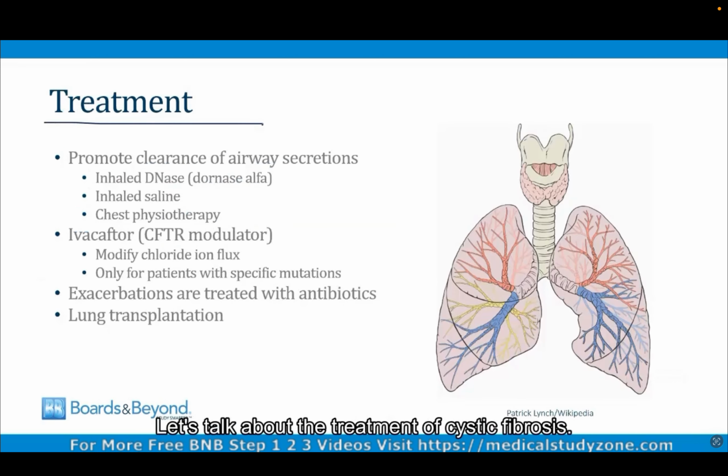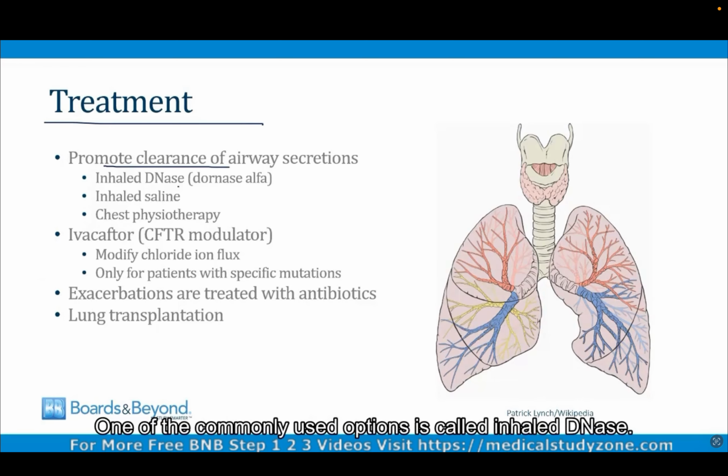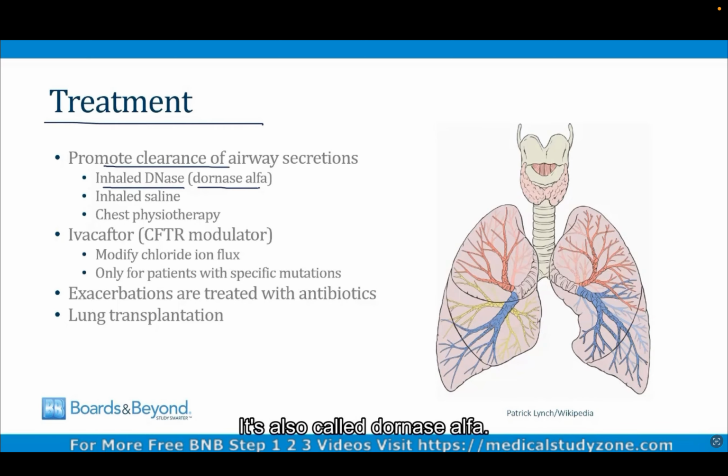Let's talk about the treatment of cystic fibrosis. Many of the treatments for CF are aimed at promoting clearance of those thick airway secretions. One of the commonly used options is called inhaled DNase. It's also called Dornase alpha. This is an enzyme that breaks up long strands of DNA found in mucus. These strands come from dying neutrophils, and they cause the mucus to be more sticky. So if you break up those long strands of DNA, the mucus will become less sticky and more mobile.